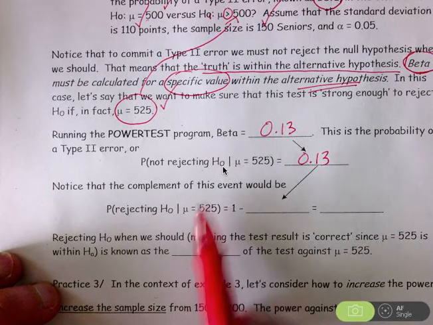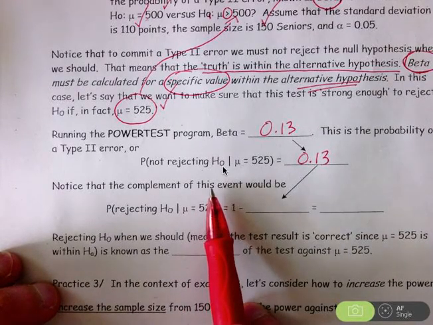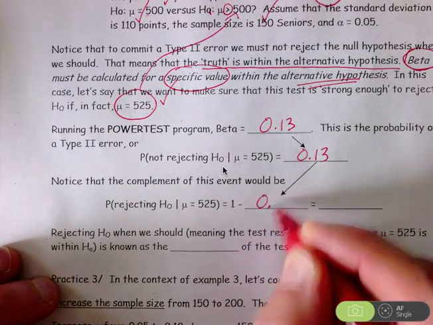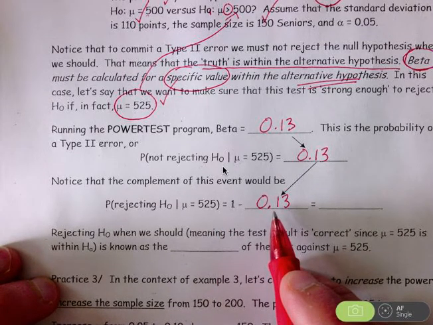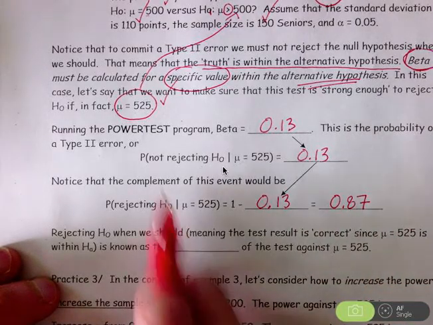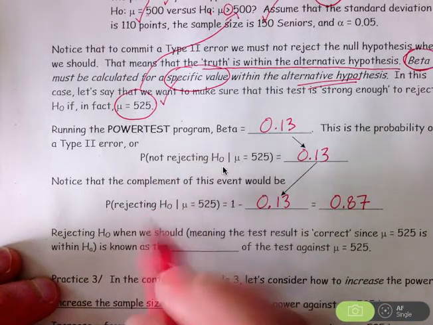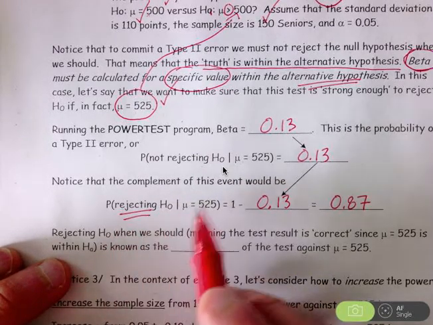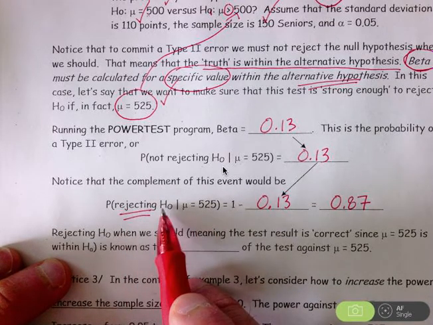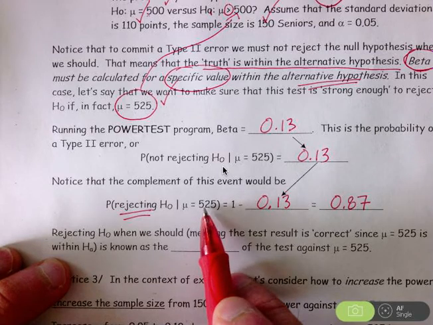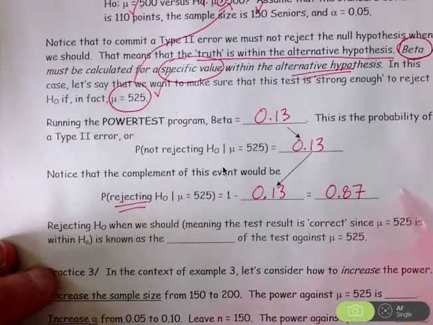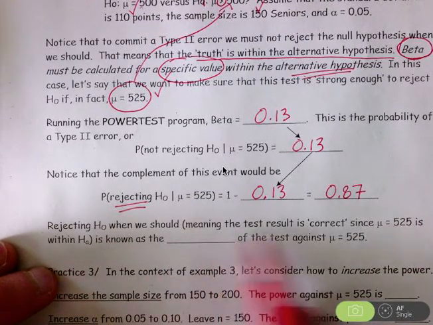That's 0.13. Now notice what the complement of this event is. Remember, to calculate the complement of an event, you take 1 minus the probability of that event. So 1 minus 0.13, that's 0.87. But notice what the complement actually means. Instead of not rejecting the null hypothesis, we do reject the null hypothesis when mu equals 525. So the likelihood of actually rejecting the null hypothesis when I should, because the actual value of mu is 525, that probability is 0.87. So rejecting H0 when we should, meaning that our test result is correct.